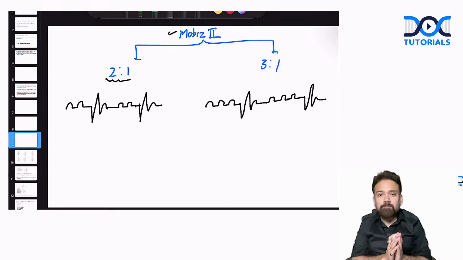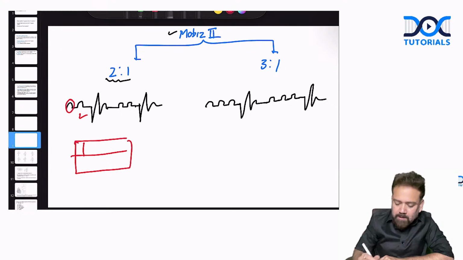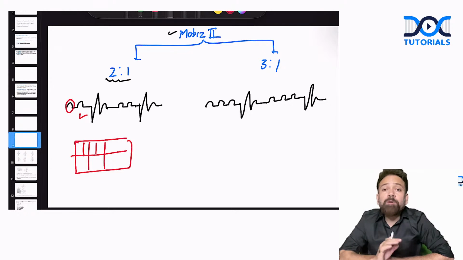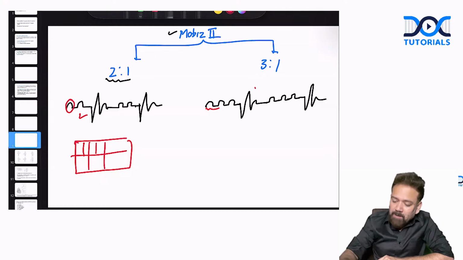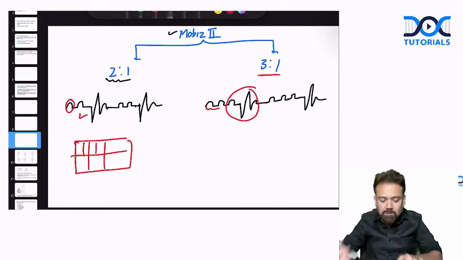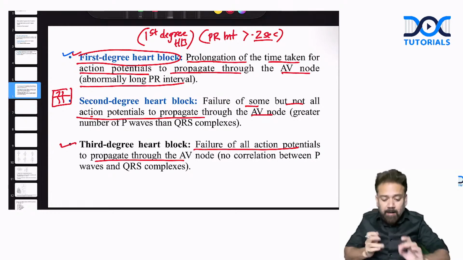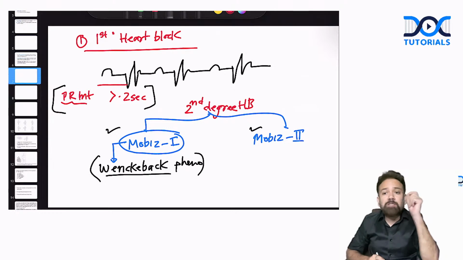So it's very simple. One P wave will drop, other P wave will have QRS. Whatever signals are coming from atria, one will not come, other will come. So it is called Mobitz 2, 2:1. And if after 2 drops, 1 P will bring QRS, it is called Mobitz 2, 3:1. So see, it's very, very simple. We should not fear this ECG and heart block. It's very important for your exam. So once again, my dear doctor, what will you see in first degree heart block?